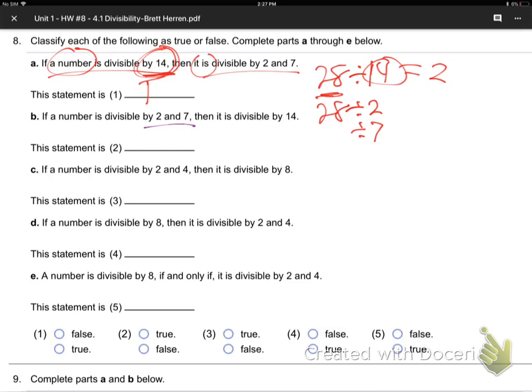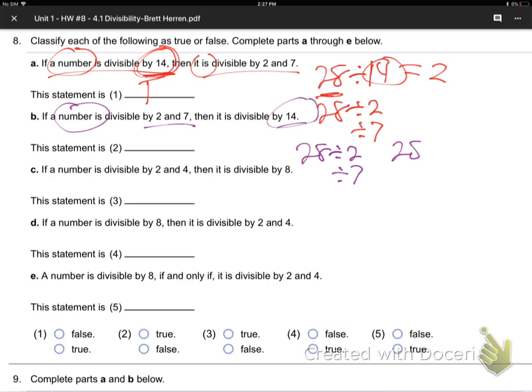If a number is divisible by 2 and 7, is it divisible by 14? They switched it around, you see. So take a number that can be divided by 2 and 7. What's a number that can be divided by 2 and 7? Well, of course, 14 comes to mind, or 28 again. 28 can be divided by 2 and by 7.